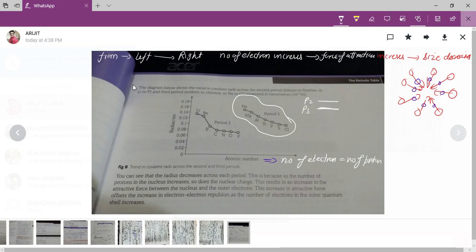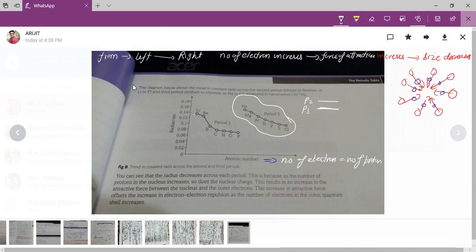In period 2, you can see that there will be fewer electrons, and in period 3, there will be a few more electrons. Also, as the atomic number increases, you can see that the size is decreasing. You can see that the radius is decreasing.